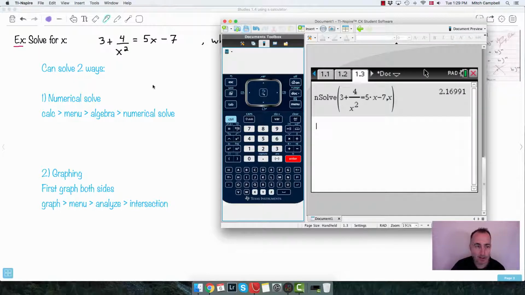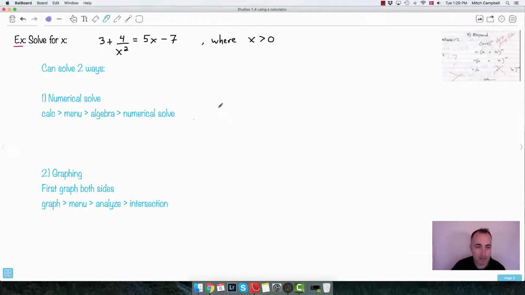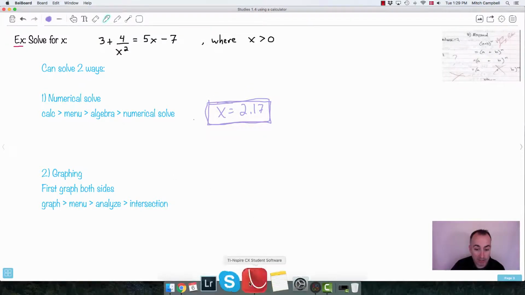That's what I would say. So I would say fine. And wasn't that super easy? So I get 2.17. That was almost too easy. See how fast that was? I want you to be really fast at solving these things. Or we can do this bad boy by graphing.